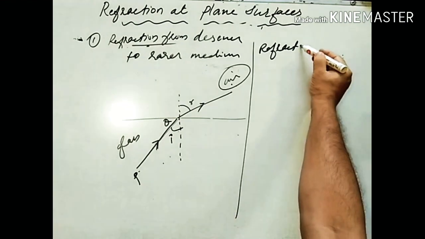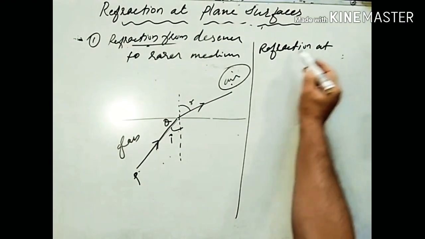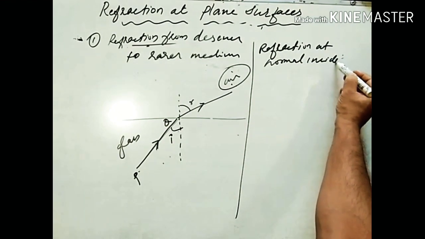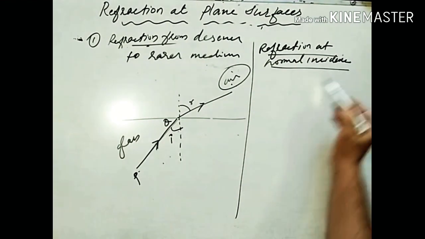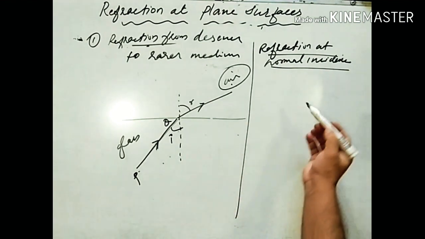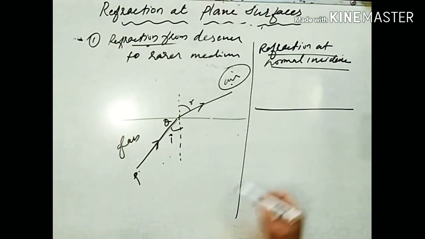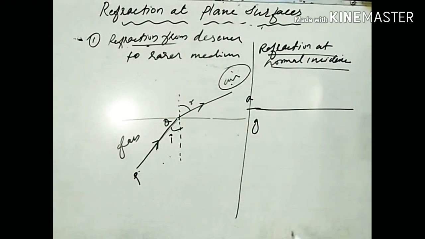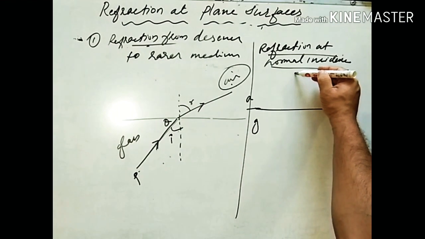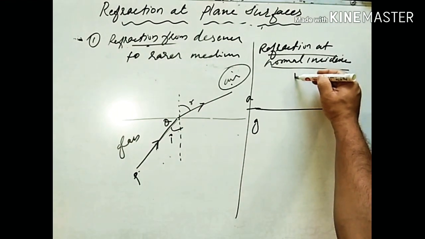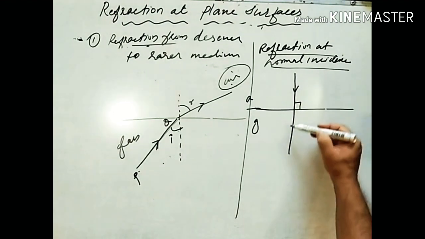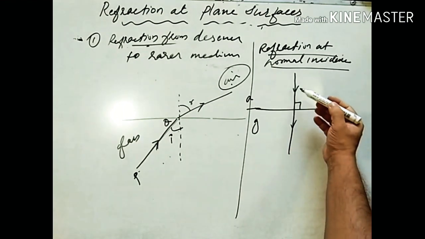So, refraction at normal incidence. This is a glass surface, the surface of separation between glass and air, and normal incidence means the light ray is incident normally. Okay, 90 degrees. This is called normal incidence. In normal incidence, there is no refraction.